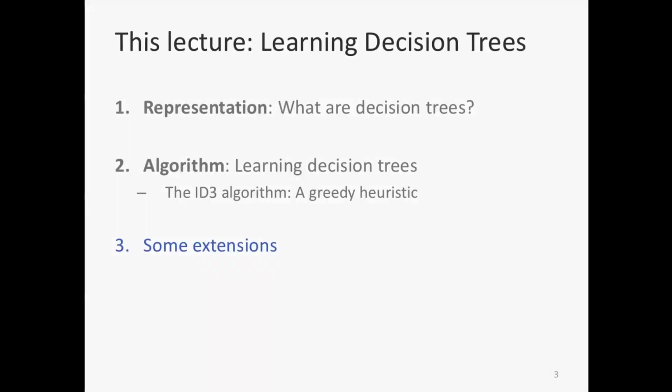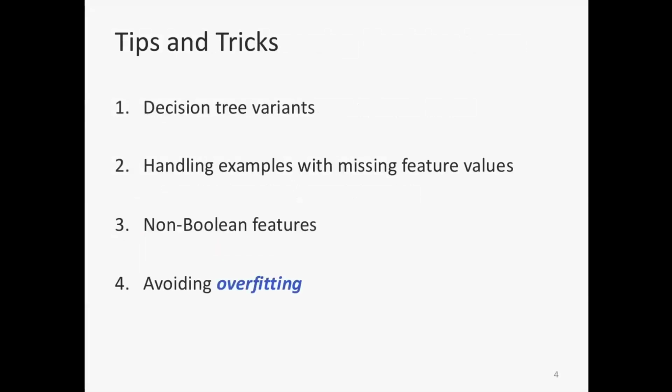So let's jump back into where we were. In the last lecture, we were wrapping up our discussion of decision trees. We had already seen this question of what decision trees are, and we saw this ID3 heuristic for learning decision trees. And we were looking at some extensions. In particular, we looked at some variants of the ID3 heuristic.